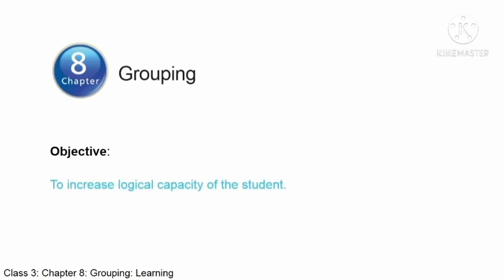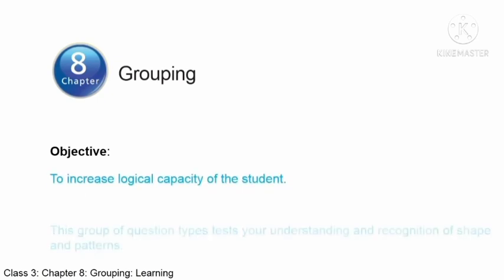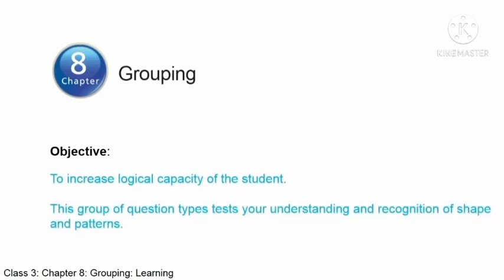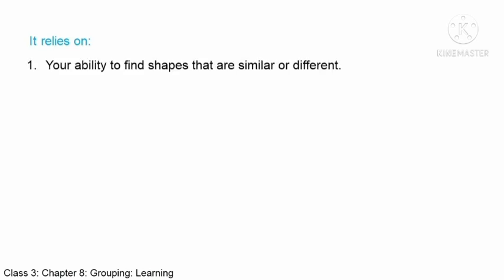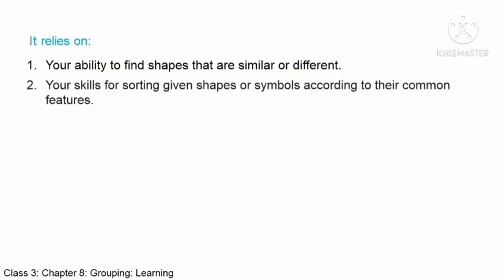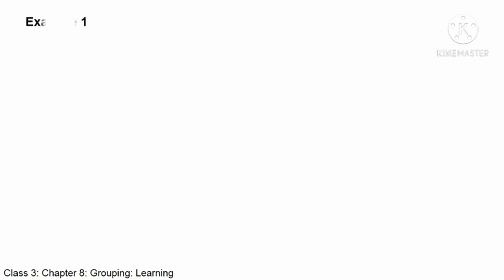Let us understand the next chapter, grouping. The objective here is to increase logical capacity of the student. The group of question types tests your understanding and recognition of shapes and patterns. The questions in this chapter rely on your ability to find shapes that are similar or different, your skills of sorting given shapes or symbols according to their common features. Let us see some examples to understand this chapter better.